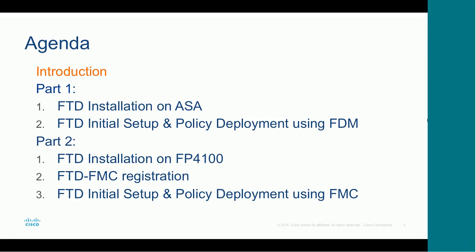During the second part of the presentation, we will talk about FTD installation on Firepower 4100, and we will install FTD on the SSP platform Firepower 4100, and we'll cover an overview of the Firepower 4100 command line. Then we will continue with FTD to FMC registration, because to start configuration on Firepower Threat Defense, we need to register it to the Firepower Management Center, and how to do it we will cover in this section. And we will finish our presentation with FTD initial setup and policy deployment using FMC, where we will go through the basic configuration with Firepower Management Center.